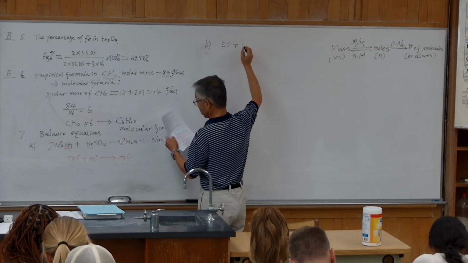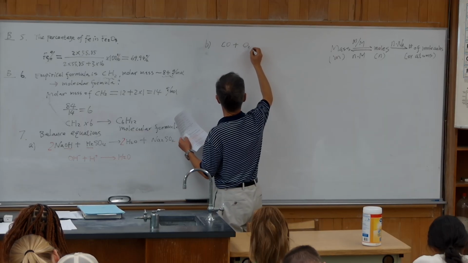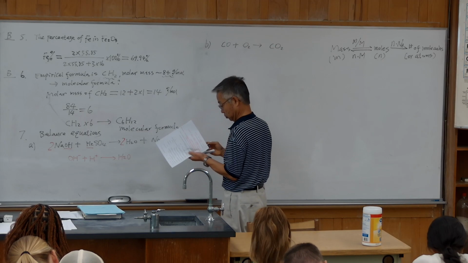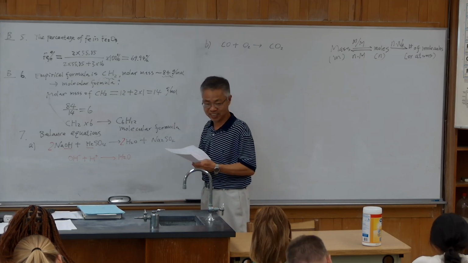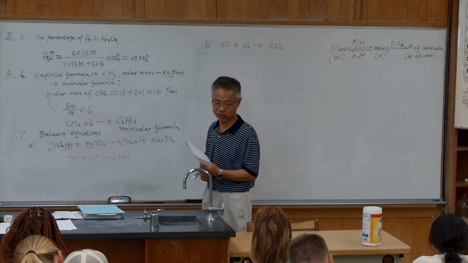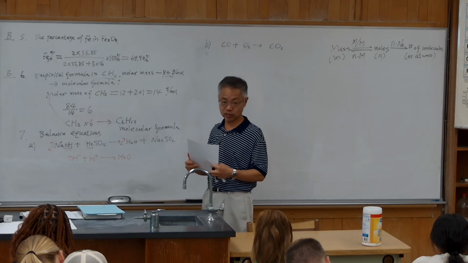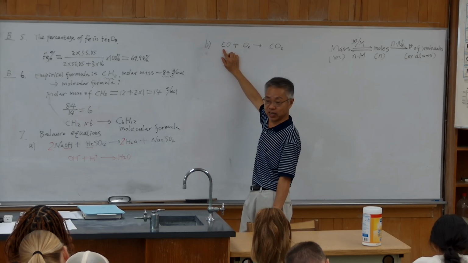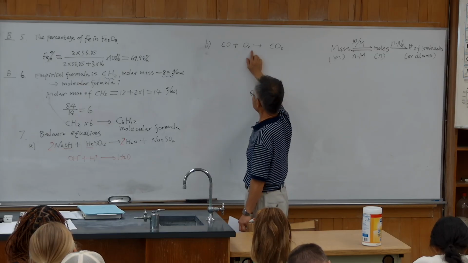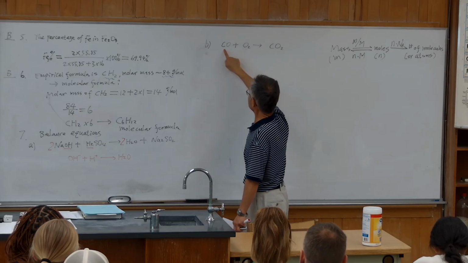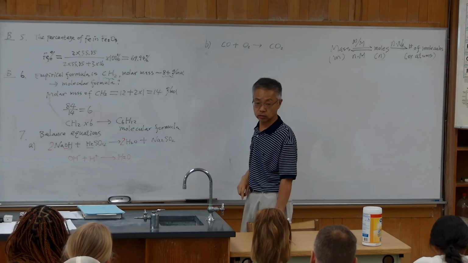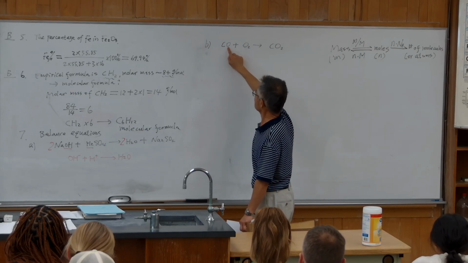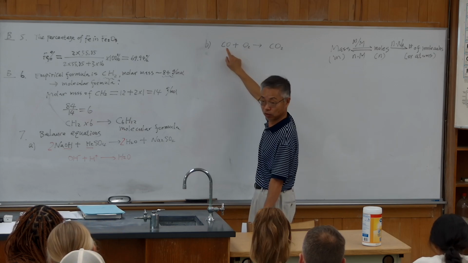CO reacts with O2 to produce CO2. This is not an acid-base reaction. We need to use the general rule for balancing equations: balance those elements that show up only one time on each side. For this reaction, only two elements, carbon and oxygen, right? Only carbon shows up one time. Oxygen, this side is two. Right? Two compounds both have oxygen.